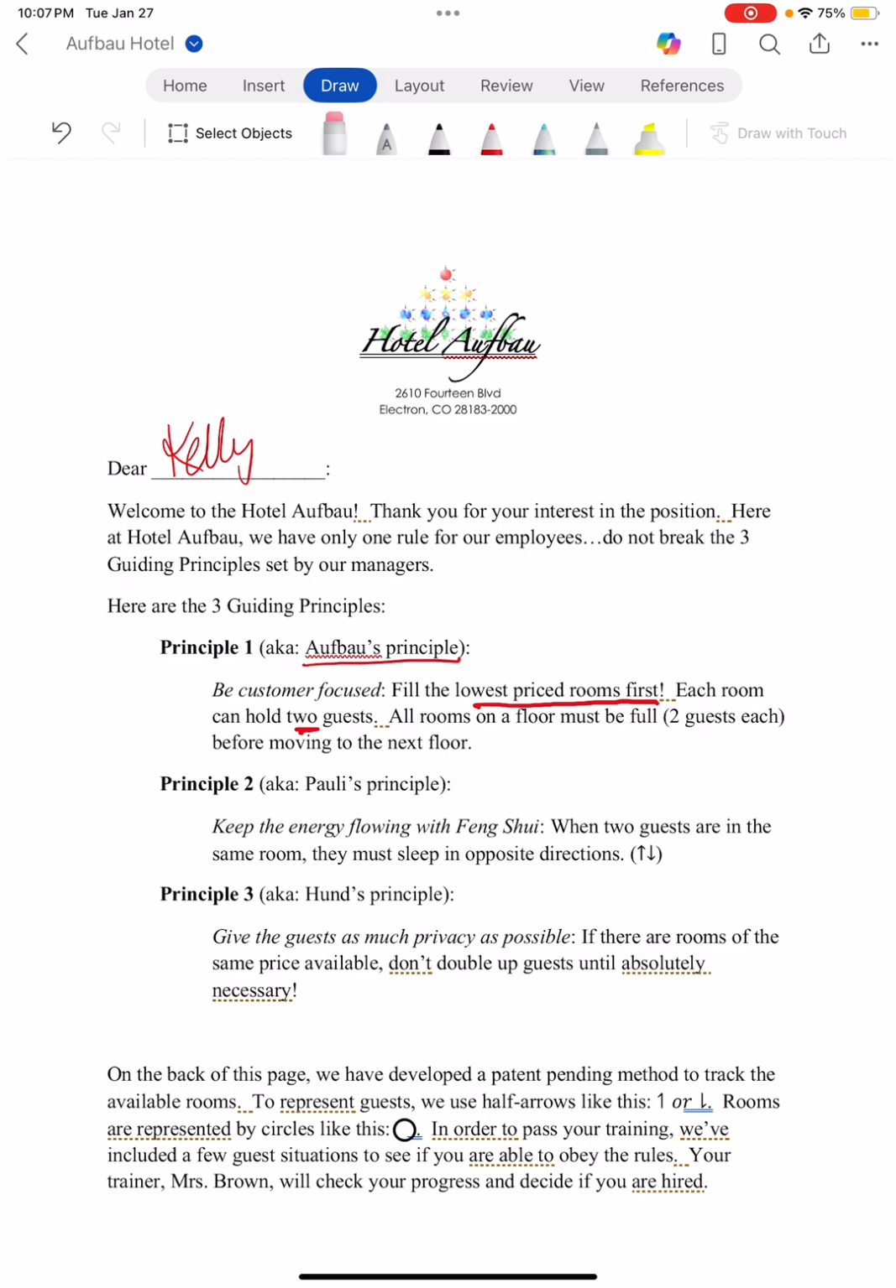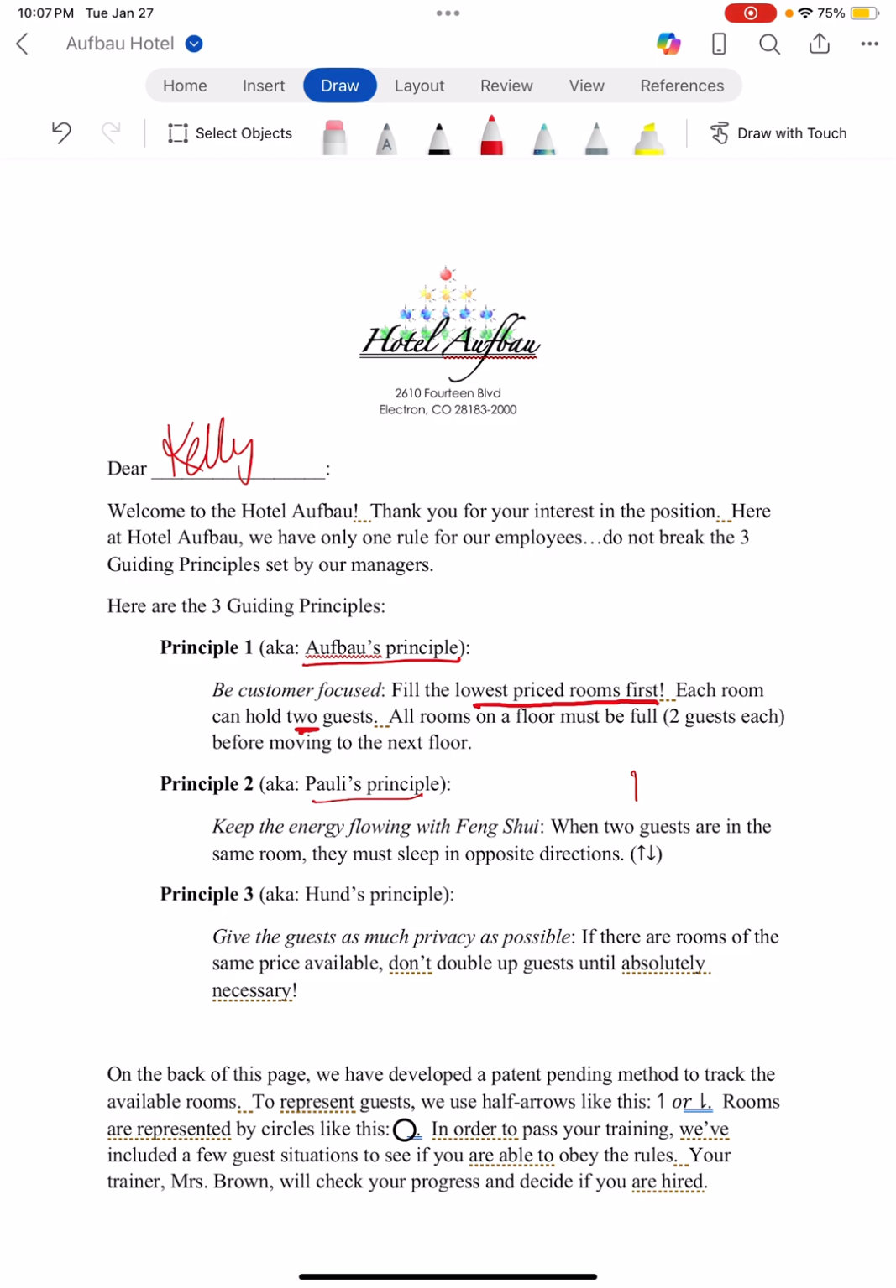Okay? So we have to start at the lowest level and we have to fill it up before we go to the next level. That's rule 1. Rule 2, called Pauli's principle. Rule 2 tells us, keep the energy flowing with feng shui. When 2 guests are in the same room, they must sleep in opposite directions.